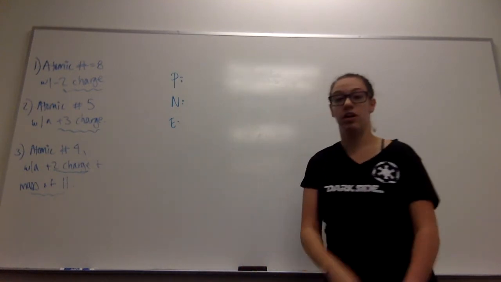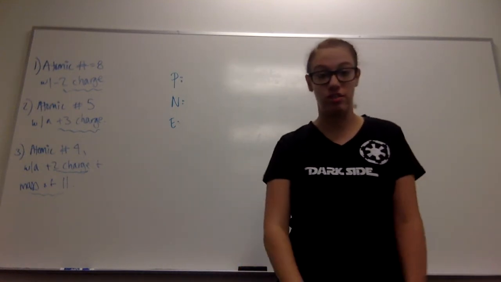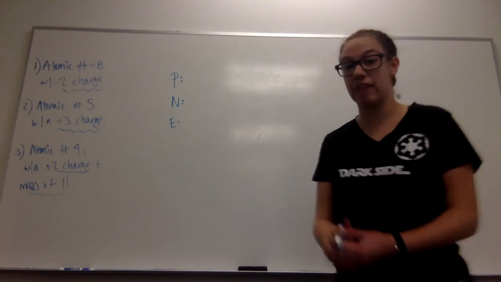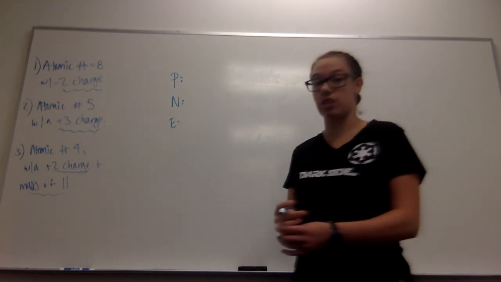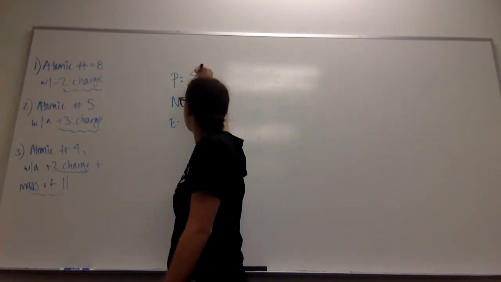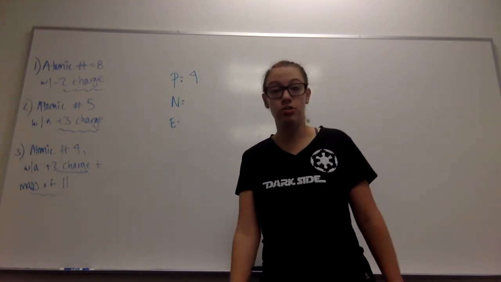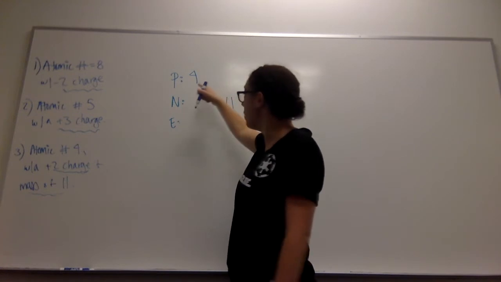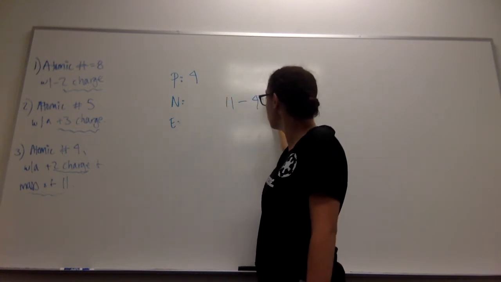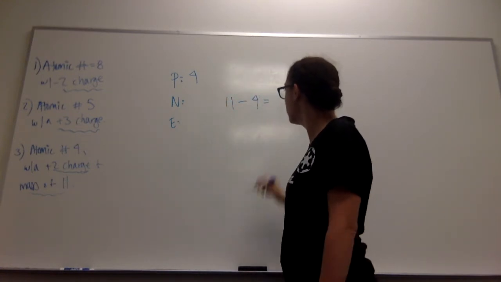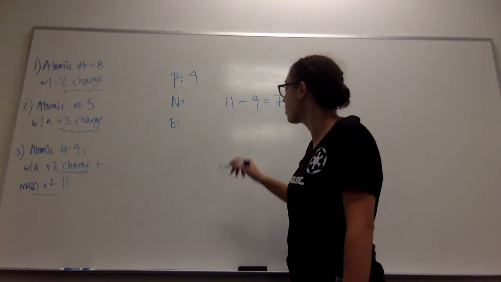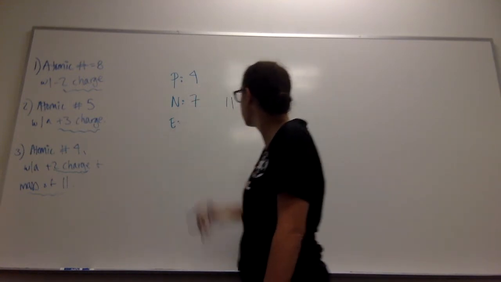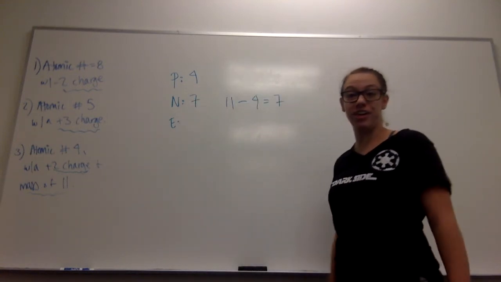So, number of protons never changes. So we have the number of protons as our atomic number. We have 4. Okay? Our neutrons, I give you the mass. So the mass is 11 minus our atomic number, okay, gives us 7. So our neutrons are 7. Okay? I did my math right, hopefully.